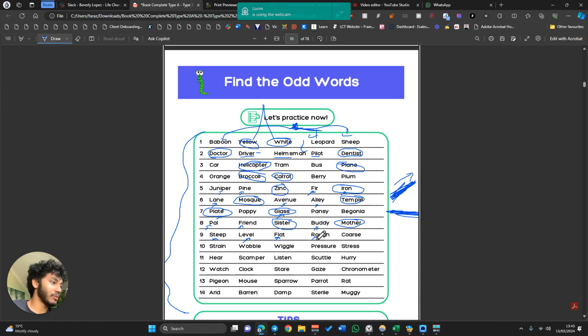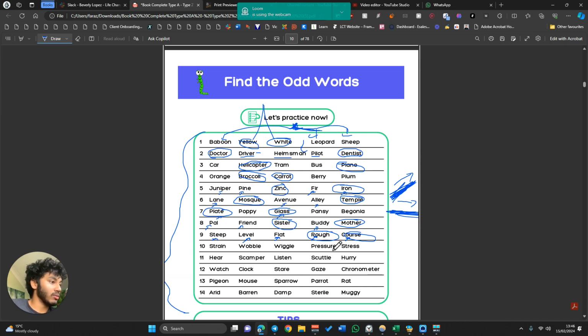Rough and coarse. So here you would really need to know what coarse means. Coarse is a synonym for rough, meaning they're both pretty rough. I don't know how else to say it, but these two are talking about the texture of the ground, whereas the rest of them are talking about the elevation, or how straight or steep it is, you know. So these two are going to be the odd ones out.